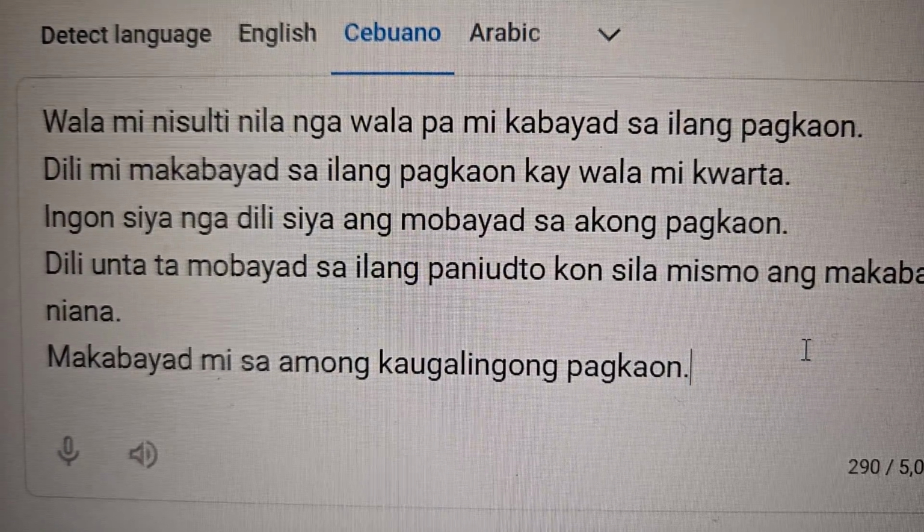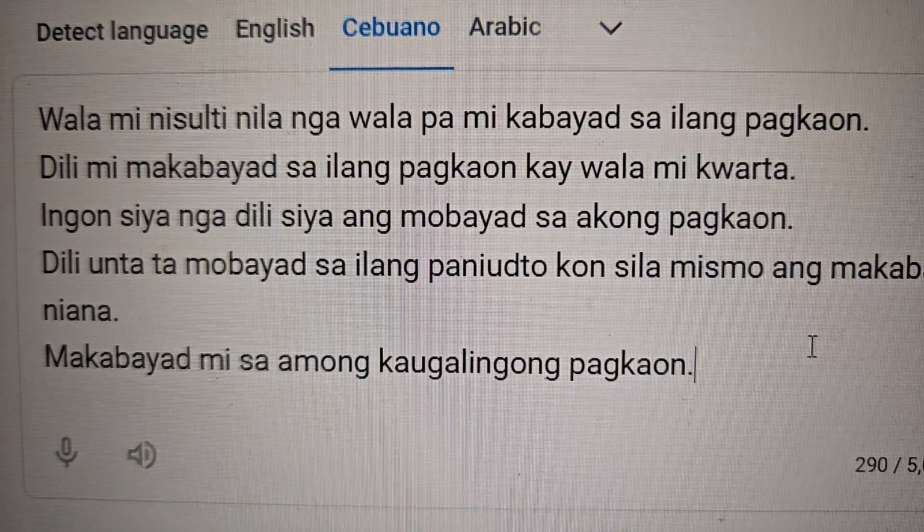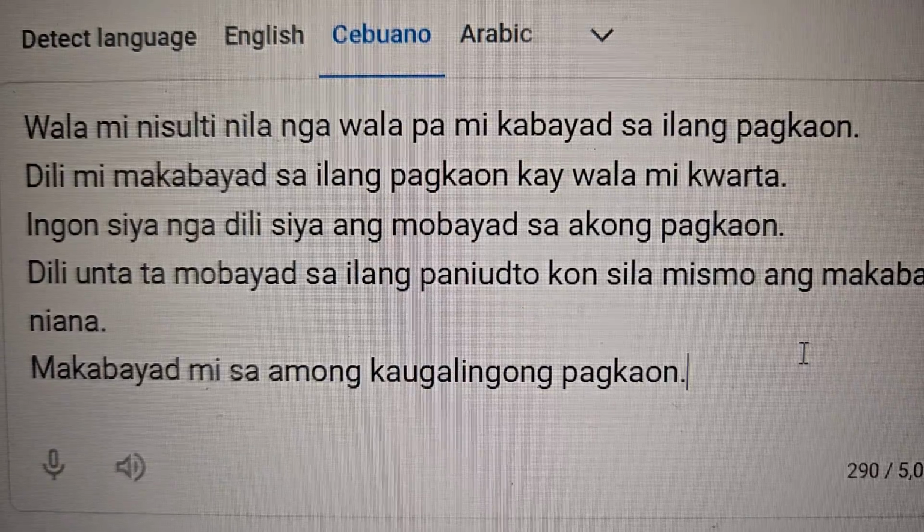Today we're looking at these five sentences. They all have the word bayad used in different ways, which means to pay.